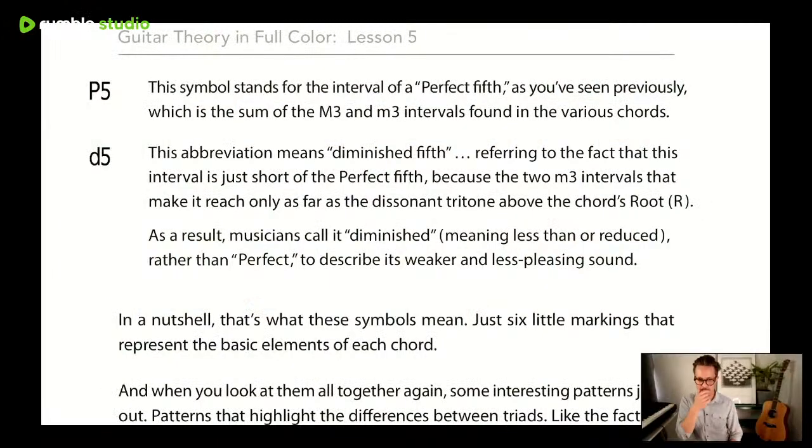Okay, and then the D5, we didn't really look at that, but I'm going to pull up that image again. It's an abbreviation for diminished fifth, referring to the fact that this interval is just short of a perfect fifth, because the two minor third intervals in the diminished chord that make up that particular chord are a dissonant tritone above the chord's root. I'll pull up the image for that to make sense. So as a result, musicians call it diminished, meaning that it's less than or reduced rather than the perfect, to describe its weaker and less pleasing sound.